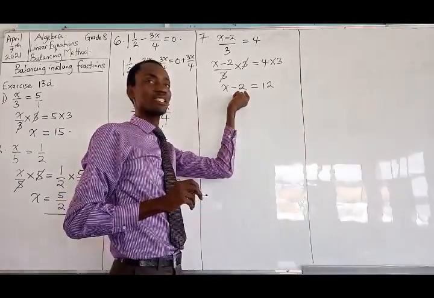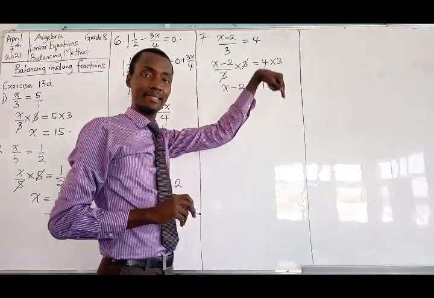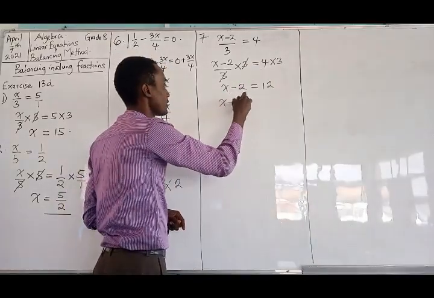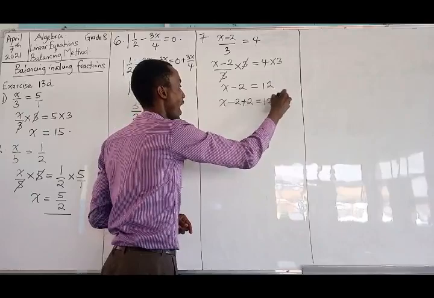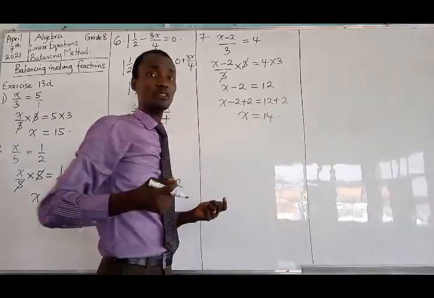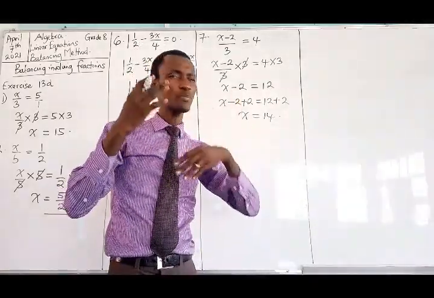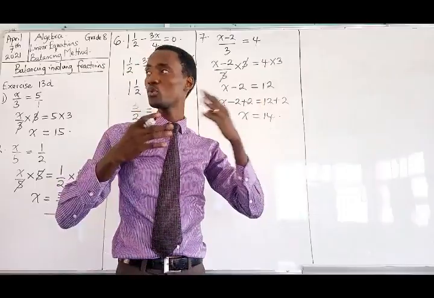So we don't need this negative 2 here. What do you do to negative to clear it? You add. So you add 2 here. You add 2 here. And that means that x will be equal to 14. And you have solved that. So you see that it's faster. Once you get the process right, it becomes very fast and easy for you to handle.